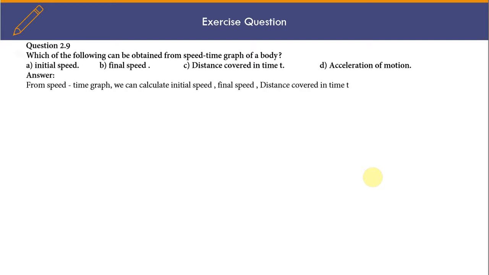Answer: from the speed-time graph we can calculate initial speed, final speed, distance covered in time t, and acceleration of motion. All of the above we can calculate from the speed-time graph.